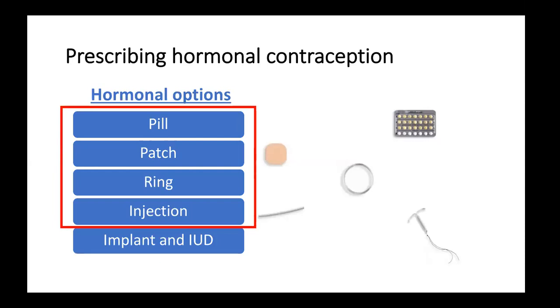So I'm going to focus mostly on the pill, patch, ring, and injections, because those are things that we can pretty easily prescribe in clinic, whereas the implant and the IUD do require a procedure. And so most likely the patient will need to see a different provider for those.